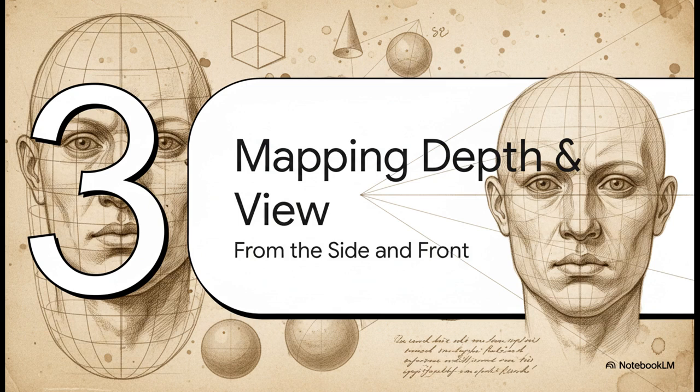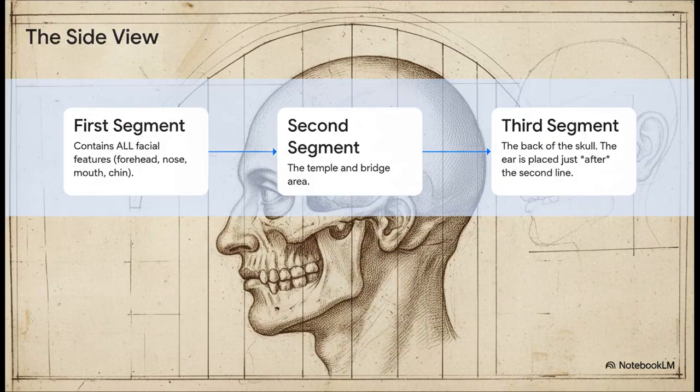Let's see how this system works when we start looking at a face from different angles, starting with the side profile. Now, for the side view, we divide the head's width into three equal vertical segments. And here's what's so fascinating. All of the facial features, the forehead, nose, mouth, chin, everything, are squished into that very first segment. The second segment is just the temple, and the third is the back of the skull. Oh, and notice the ear. Its placement is super precise, landing just behind that second dividing line.